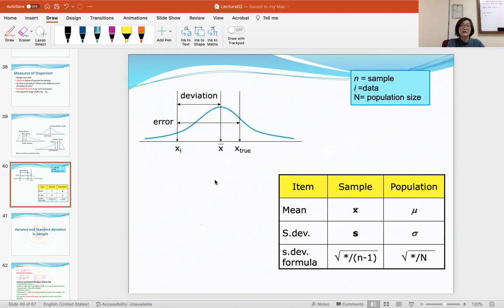Okay. Another one is standard deviation. So imagine that this is the mean. This is our mean. Okay. So this is our value. By looking at the deviation, we know how much error there is between our actual value and the sample selected.